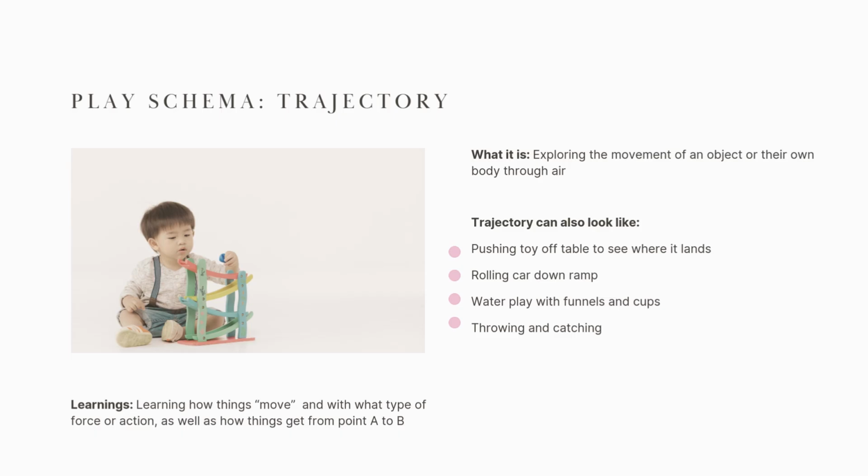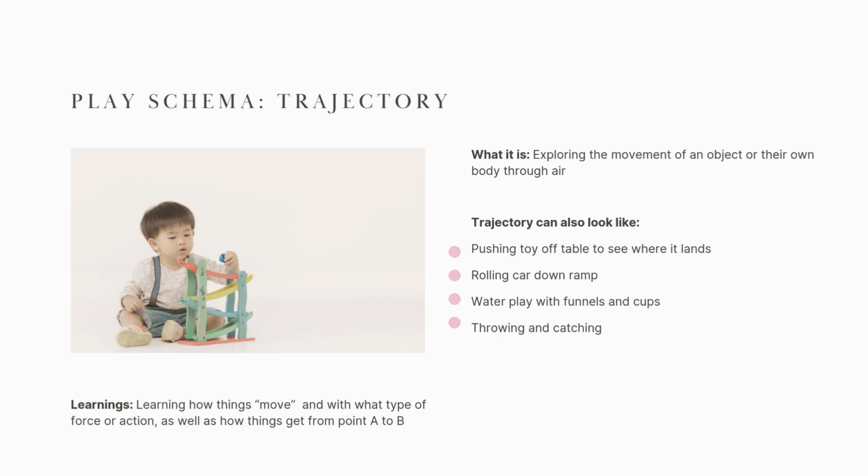So it can look like pushing a toy car off of a table or a ball to see where it lands. Also, with this concept, they are exploring how some objects are heavier than others and how that impacts how far that object moves. So, let's say a ping pong ball, if pushed off a table, is going to bounce a lot further than a heavier ball that doesn't bounce. So, children are learning those types of concepts with trajectory. Rolling a car down a ramp is also an example.